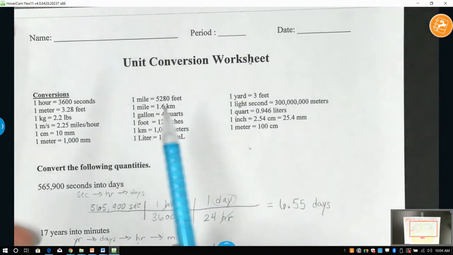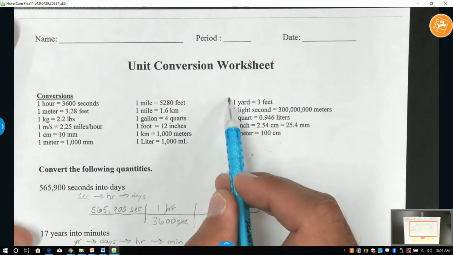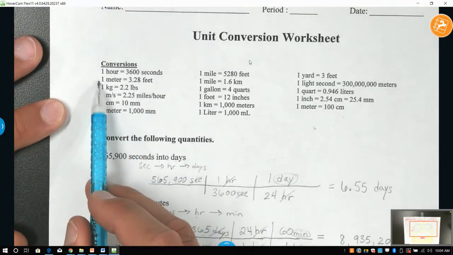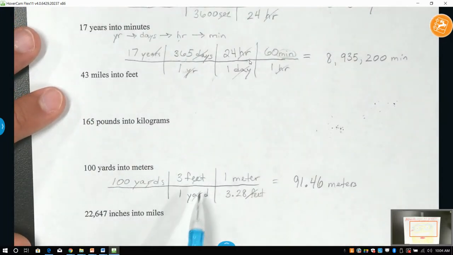Up top, we didn't have one conversion that went from yards to meters, but we have 1 yard and 3 feet, and then 1 meter and 3 feet. So we wound up taking yards and then used the 1 yard to 3 feet, yard having to be on bottom because we already have one on top. They cancel. That left us in feet.